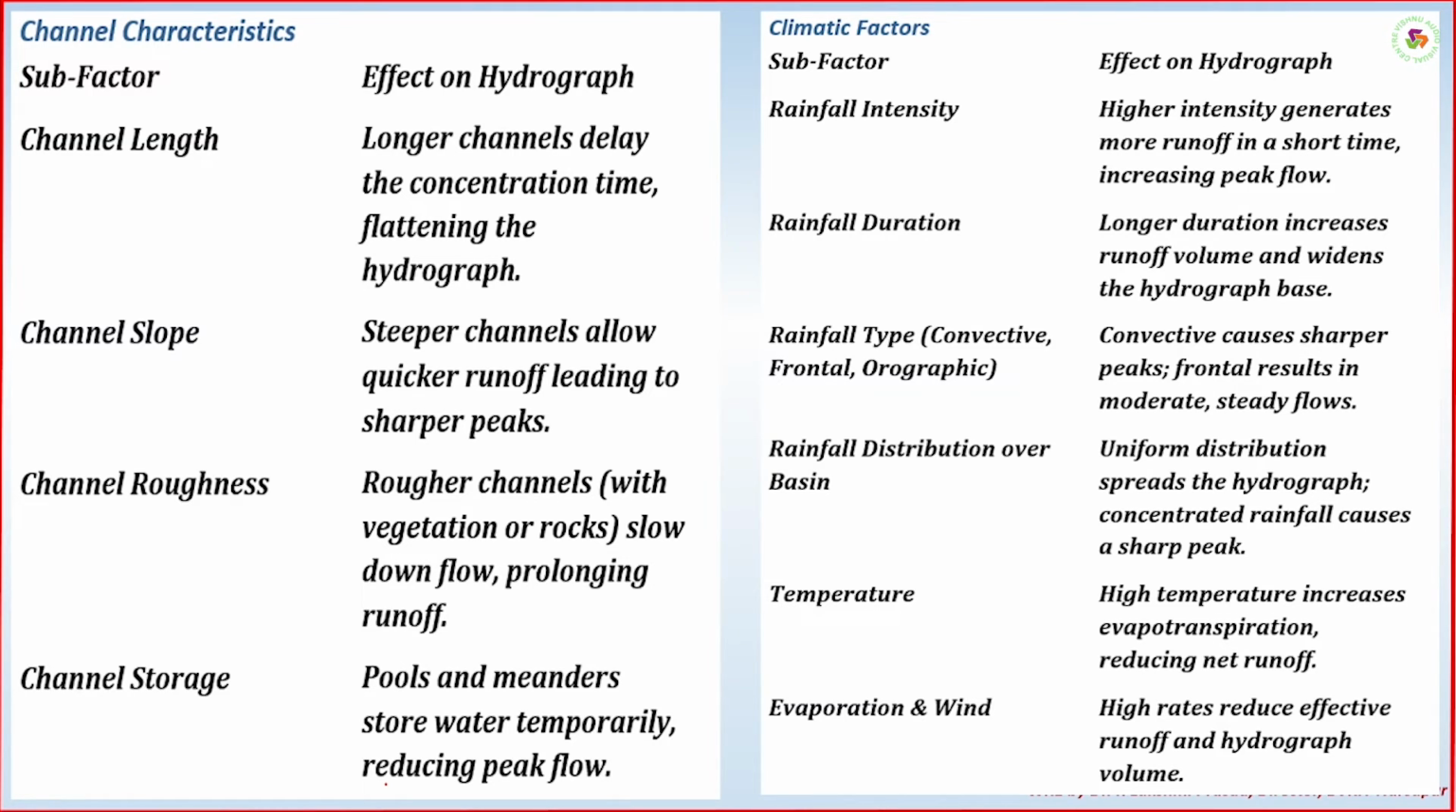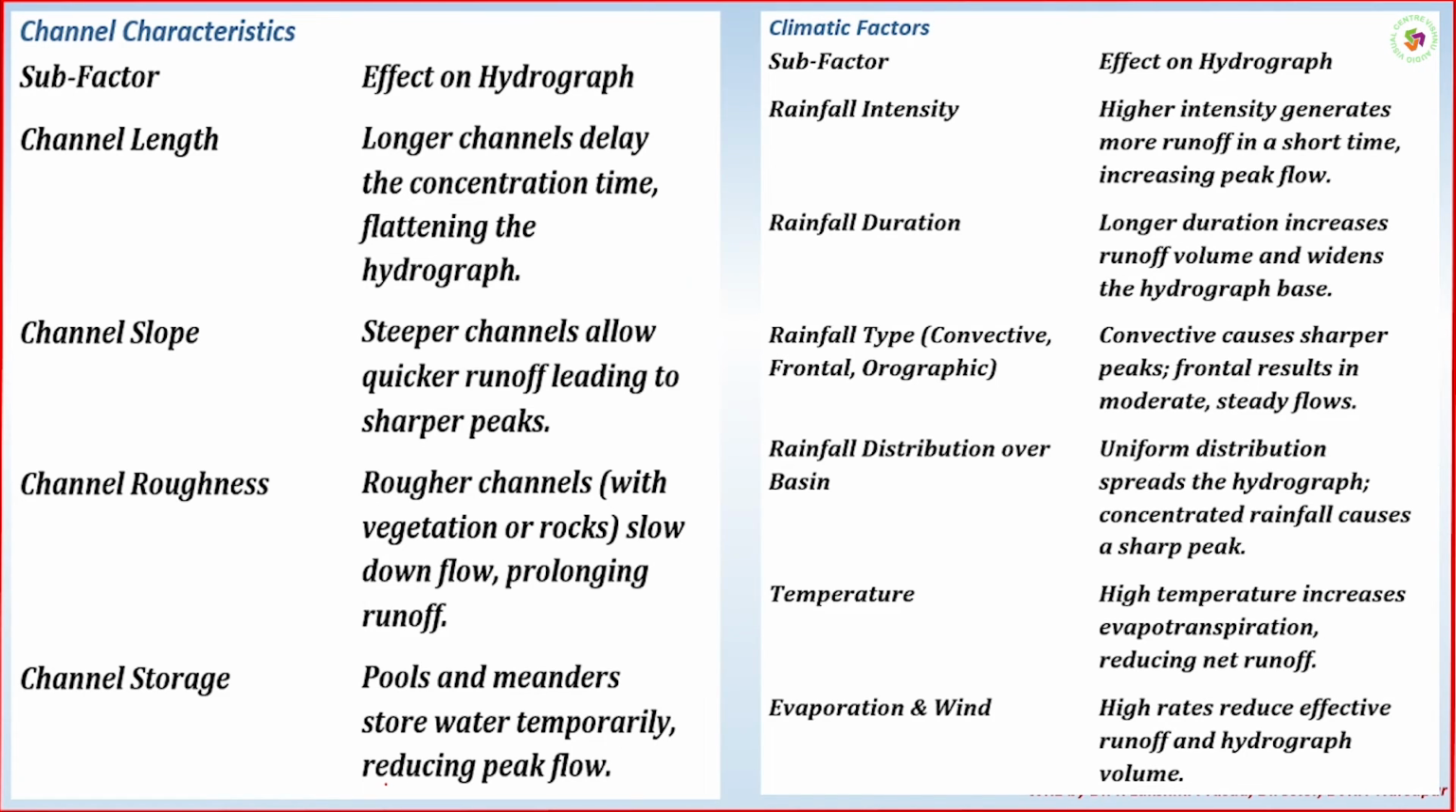Then temperature: higher the temperature, higher the evapotranspiration, lesser the runoff. So that is one point. Then evaporation and wind: the more the wind, naturally the lesser the runoff, because more evaporation occurs. So these are the 4 points.